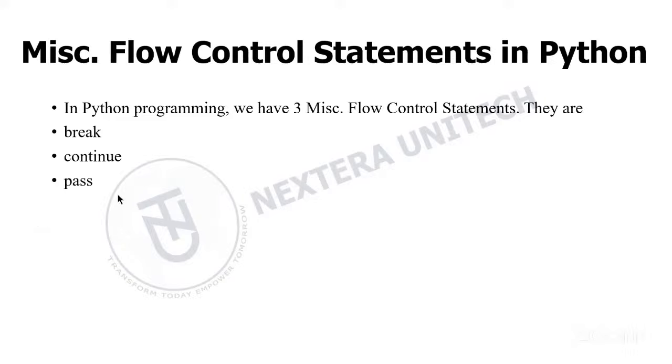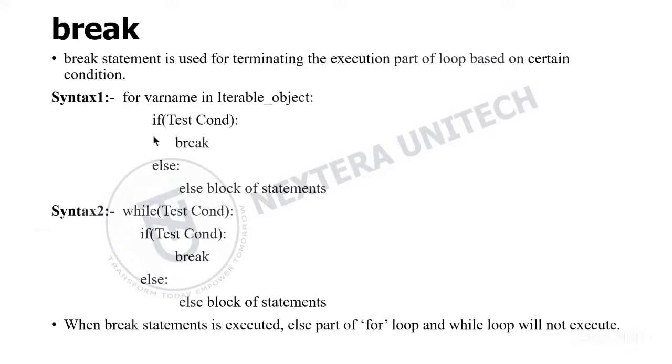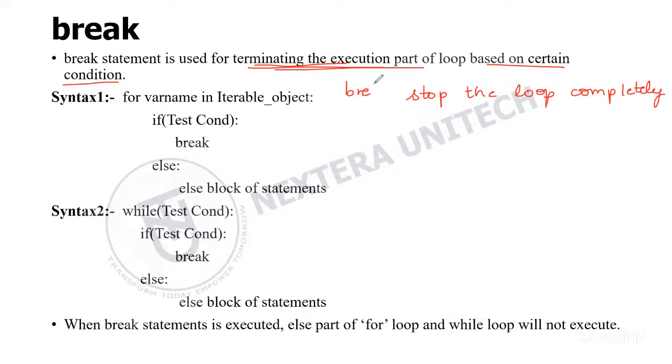So first, let's understand the break statement. The break statement is used to terminate the loop immediately when a specific condition occurs. When the specific condition becomes true, it will terminate the execution of the loop. That is, it will terminate the loop immediately. In simple words, break is used to stop the loop completely. The next iterations and the next statements won't be executed. It will completely stop the loop and exit from that loop.